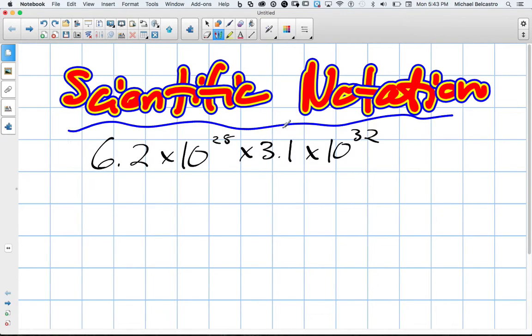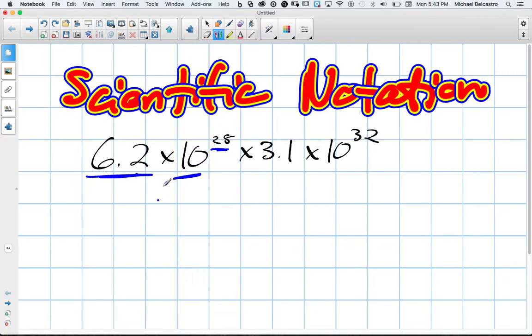Scientific notation. They want us to simplify this, write this in scientific notation. Scientific notation deals with a base 10 to some power and then some number multiplied by it. Now in our case, we kind of have that happening twice here. So we have to do some simplifying.